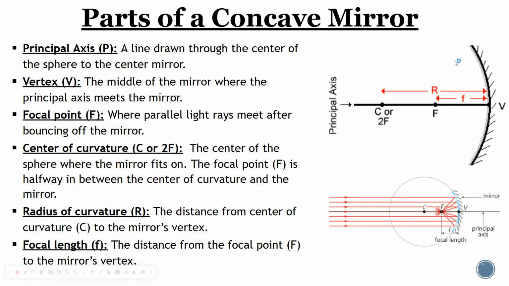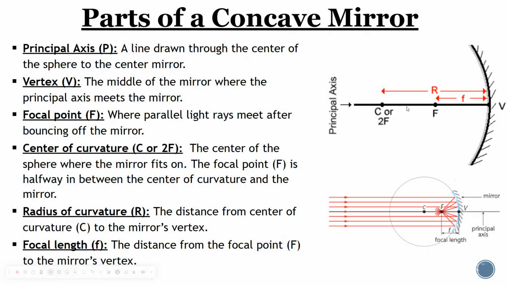So let's go over some more terminology here. This is our concave mirror. You can draw what's called a principal axis. The principal axis is a line that cuts the mirror in two. It's drawn right through the center of that mirror. The vertex is where the mirror meets the principal axis, right here, represented as V. Principal axis is often labeled as P or PA.